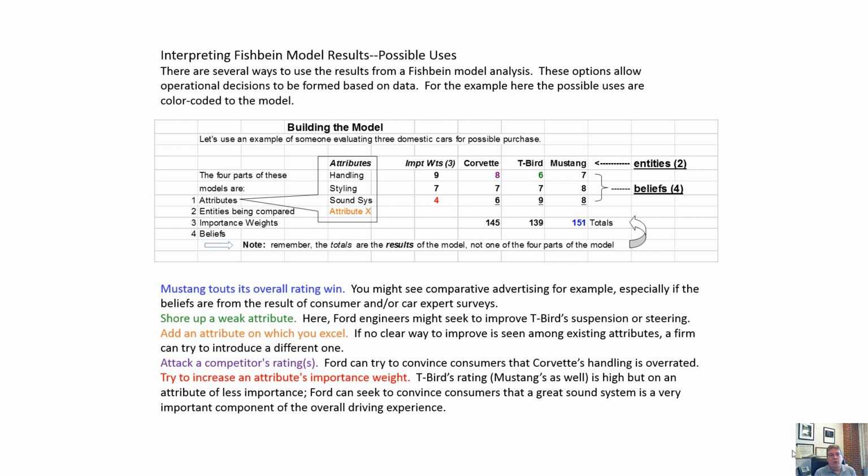Okay, and so it's one thing to improve a product and let people know our product is now improved. Try it, you'll like the difference. And it's yet another thing, and much more difficult, to try to get people to change what they think is important for an entire product category. Okay, and so increasing an importance weight of the sound system to be just as important as styling or handling may be very, very difficult to pull off. So it is an option. Those are the 5 common uses for Fishbein model results.